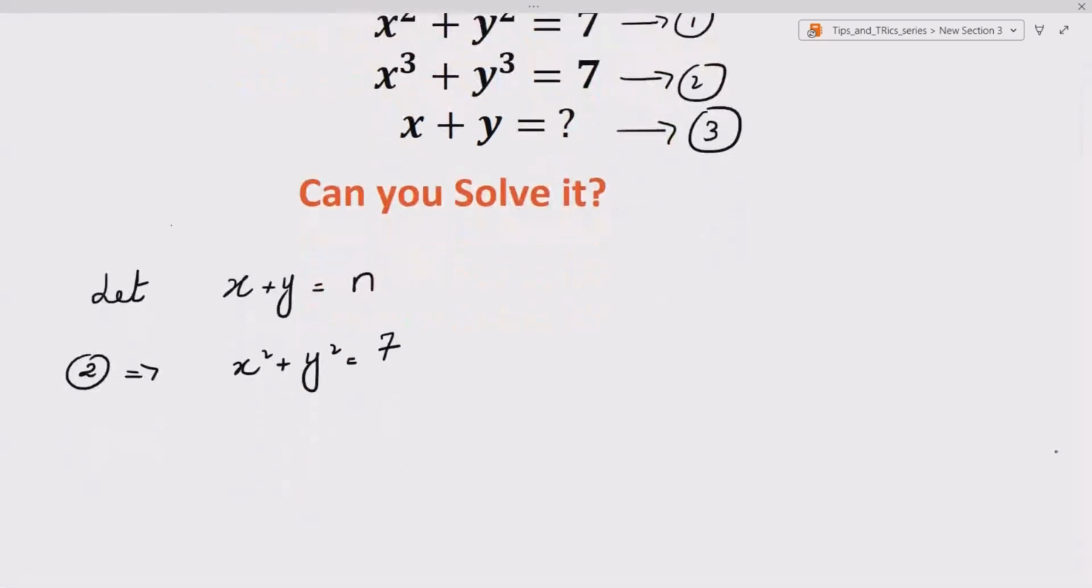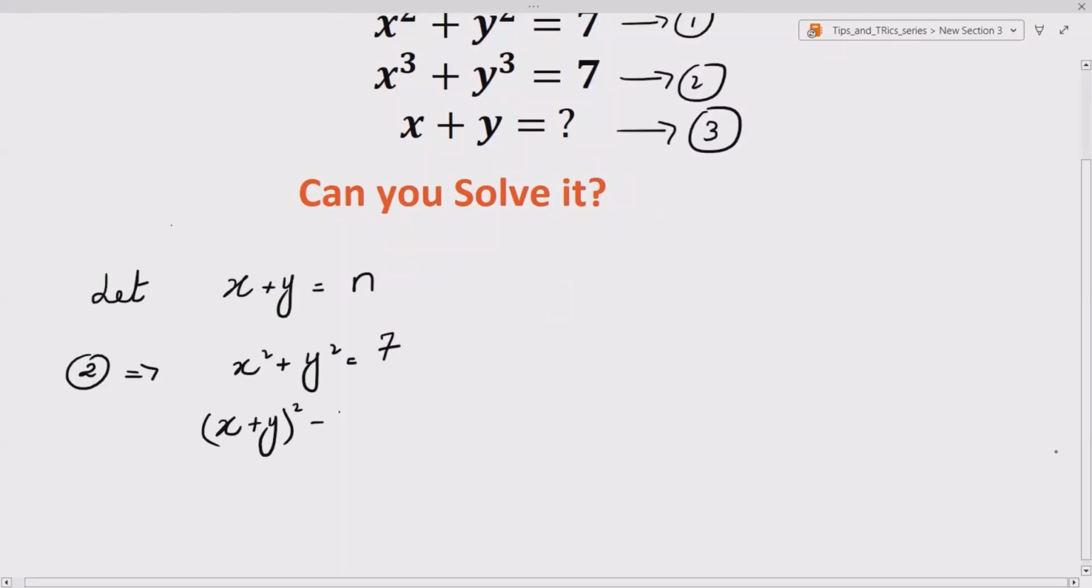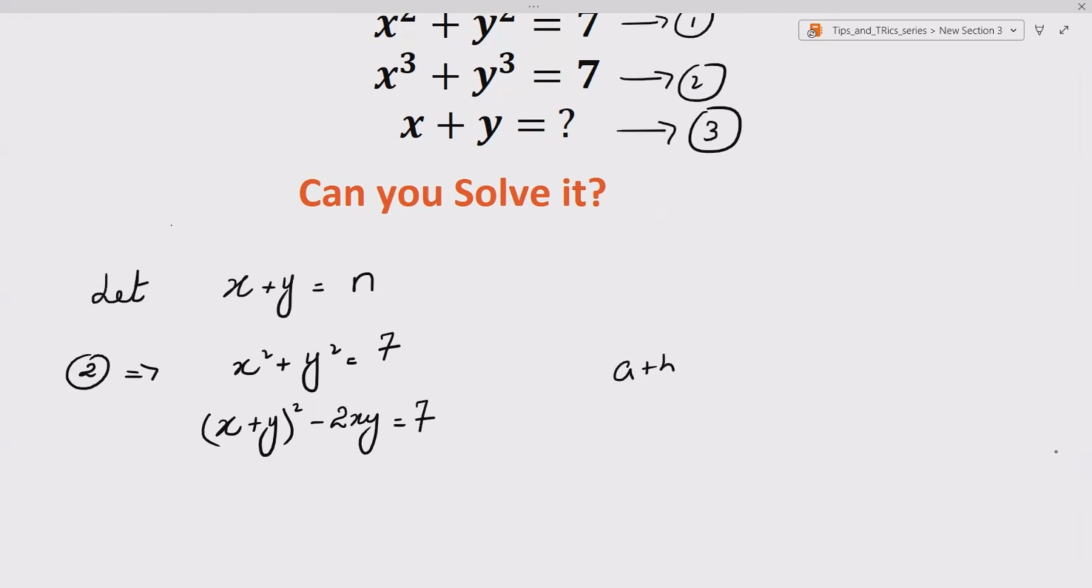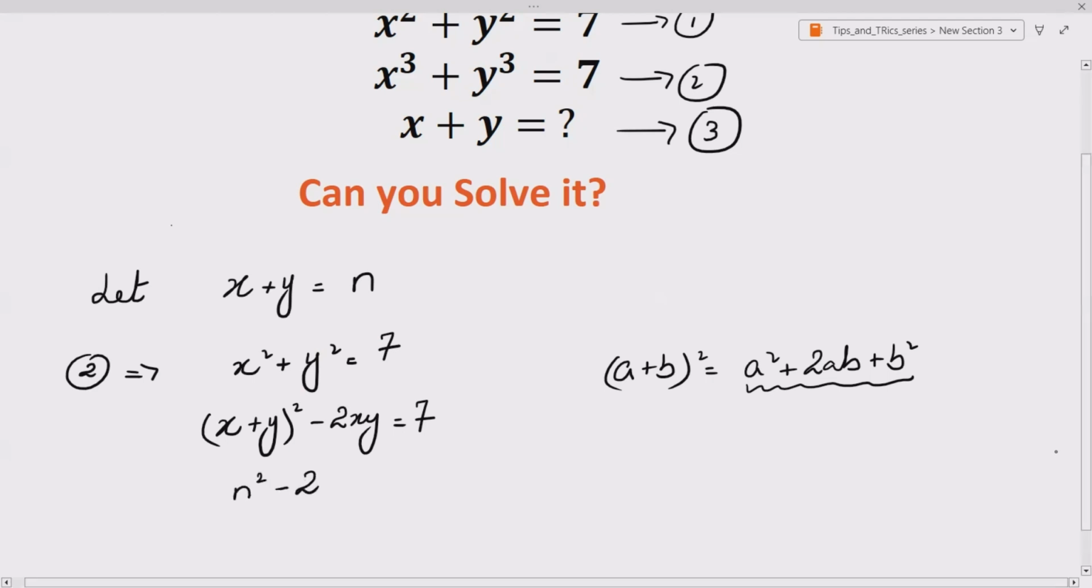Now we know that I can write this like this, x plus y whole square minus 2xy equals 7. How? Because we know that a plus b whole square equals a square plus 2ab plus b square, right? So I add and subtract 2xy, and x square plus y square with plus 2xy become x plus y whole square, and minus 2xy as it is equals 7. Now we know that x plus y is n, so I put n square minus 2xy equals 7.